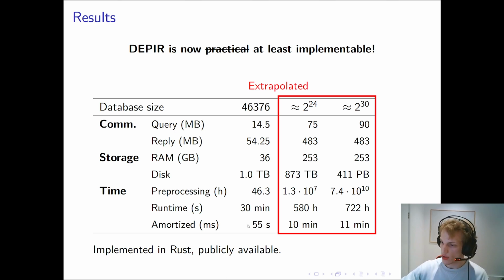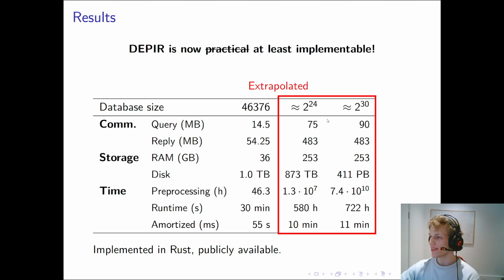So if we take this 30 minutes runtime for a single query and amortize it for each of these slots, then we will get 55 milliseconds for each of these entries. And in fact, this number is almost competitive, at least if you don't take too much care to use batched PIR protocols to compare with.